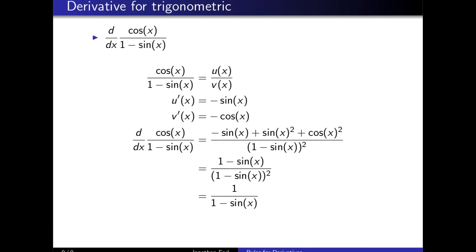So we can simplify what we've got by expanding it out and get minus sine of x plus sine of x squared plus cosine of x squared. And you might remember from high school algebra that sine squared plus cosine squared is 1. That tells us that our numerator is going to reduce down to 1 minus sine of x. And then our denominator is still 1 minus sine of x all squared. So we'll cancel a 1 minus sine of x factor in both numerator and denominator to get a final answer of 1 divided by 1 minus sine of x.